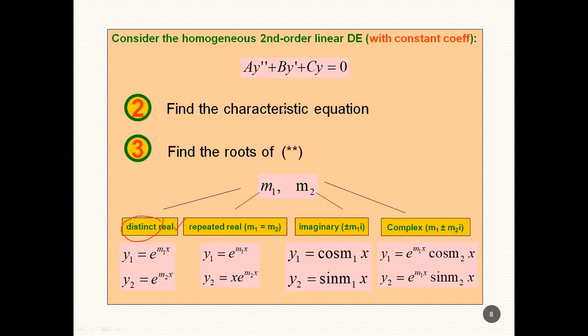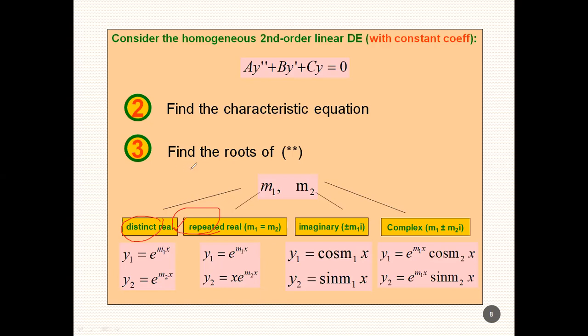If the roots are repeated, meaning your M1 and M2 are the same, that is why it's called repeated. So your other root should be altered or made unique from the other by multiplying it by the independent variable. Since M1 and M2 are equal, instead of just writing it like this, because they are being repeated, you will multiply the next exponential function by x.